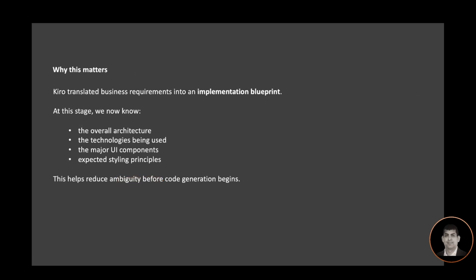Now similarly, it's taking the requirement into an implementation blueprint. So at this stage, we now know the overall architecture, the technology being used, the major UI components, and expected styling principles. And this helps reduce ambiguity before code generation begins, which is the next step.